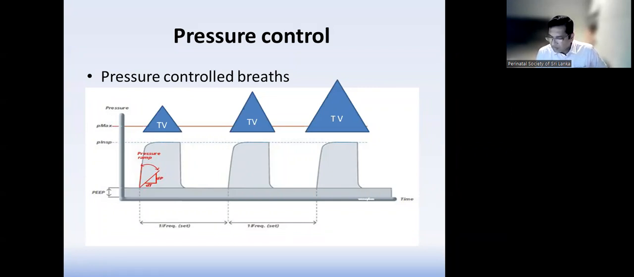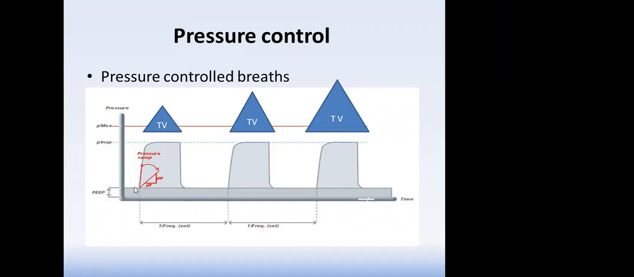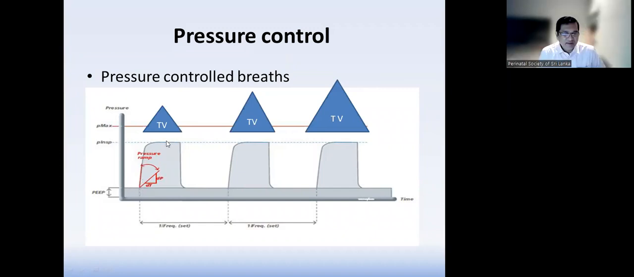Now, before we know about volume control ventilation, we need to see what is happening in pressure control ventilation. So I have just made some diagrams. You're familiar with this picture. This is mechanical ventilation, say, for example, a SIMV breath. So this is the PEEP, and then the mechanical breath.